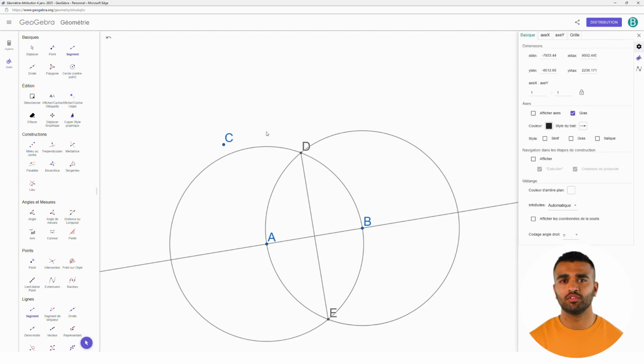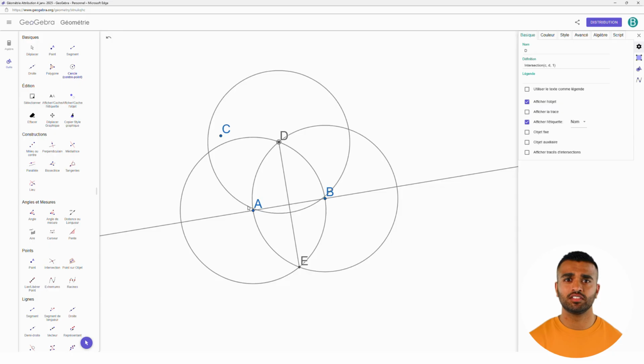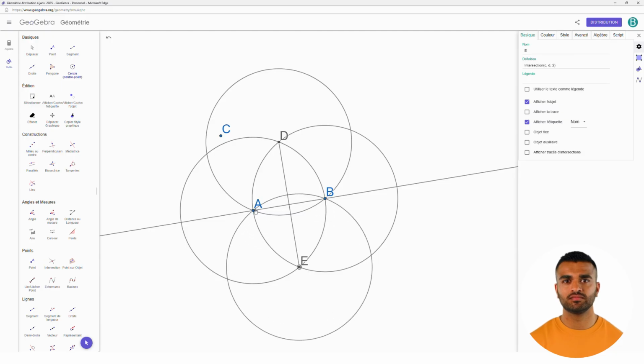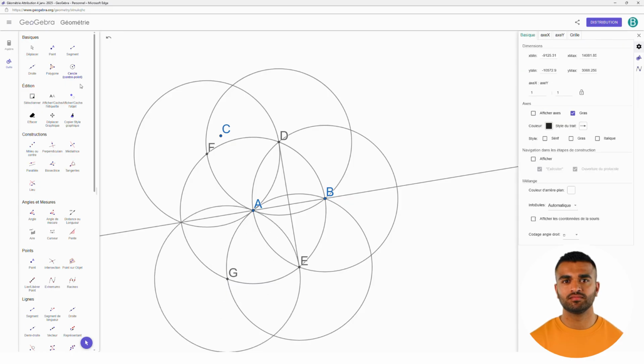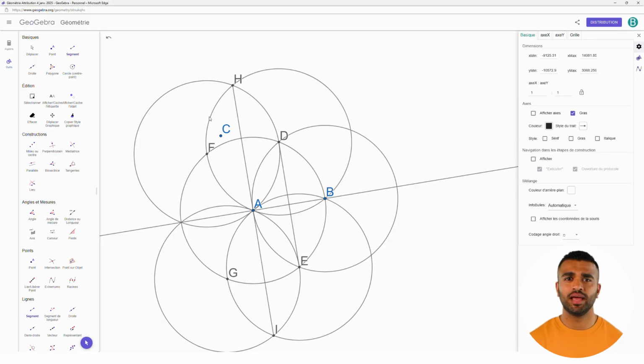Then, how to draw a perpendicular line passing through A by making a series of circles starting from the different intersections. And finally, how to draw a parallel to AB passing through C.